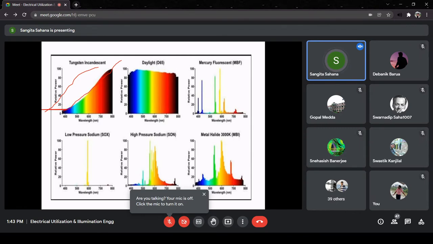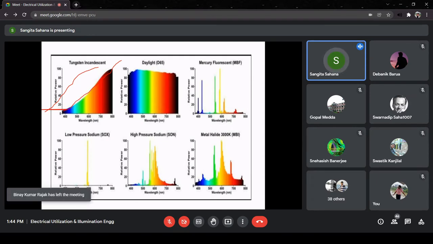So if the CCT is high, like if it is cool light, 5000 K, 4000 K, 6000 K, you can see that T is high, lambda will be less. That means the lower wavelength component will be more in the spectrum. And if the CCT is less, like warm color, T is less, so lambda will be on the higher side. That means higher wavelength components will be there.